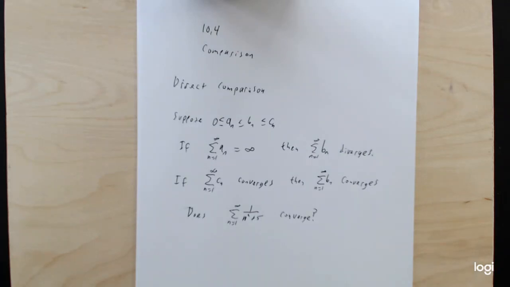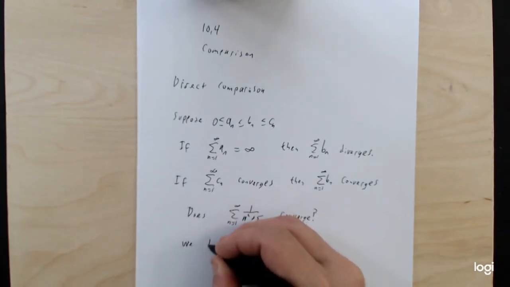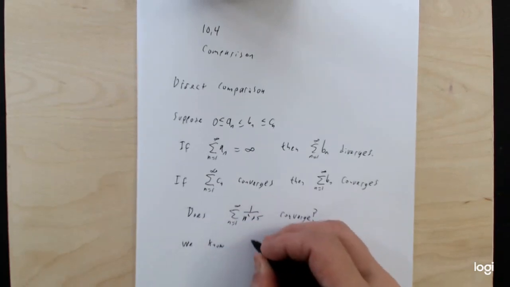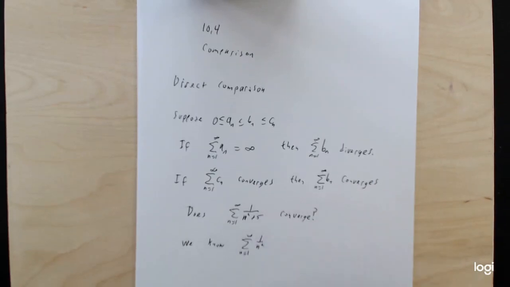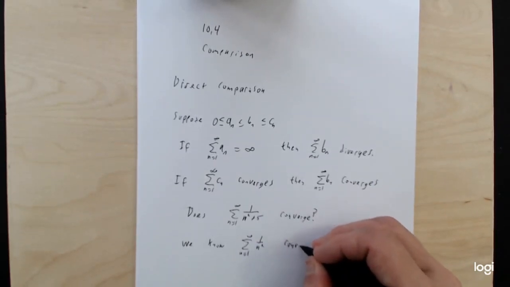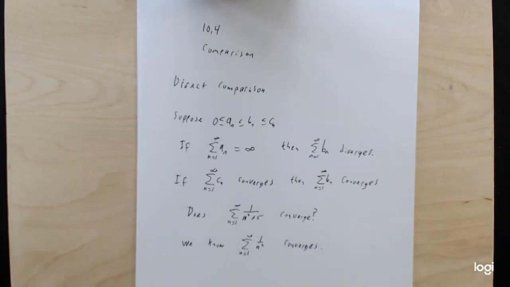But I want to think, well, gee, what series do I know that converges or diverges? I suspect it does because we know that the sum n equals 1 to infinity of just 1 over n squared converges. And that was from last section. In the integral test, we showed that a p-series, which the second one is, if the p is bigger than 1, so p is 2 in this case, then it converges.